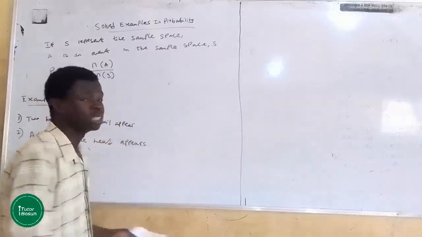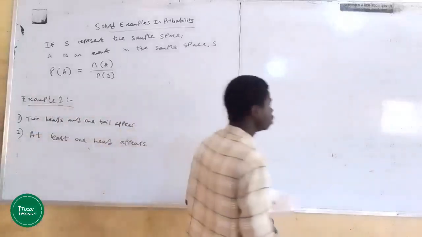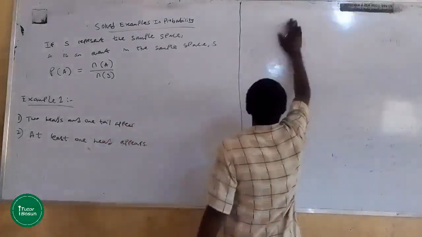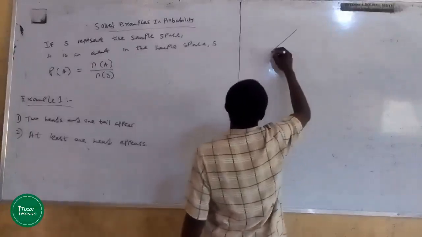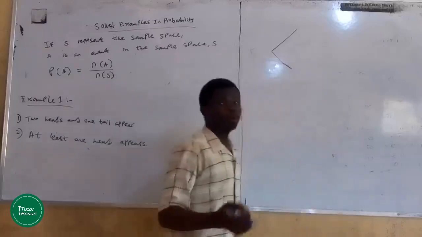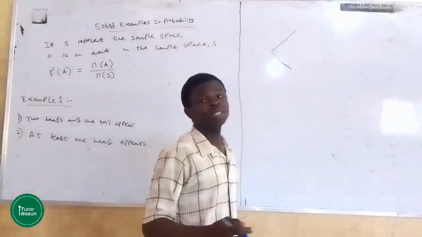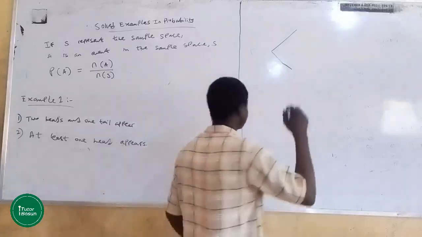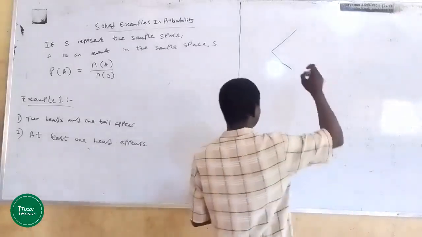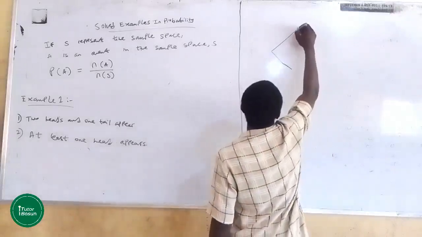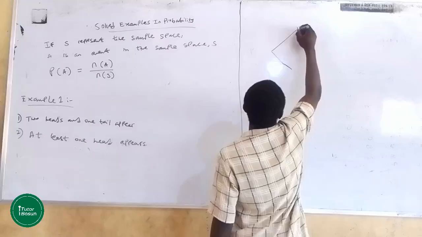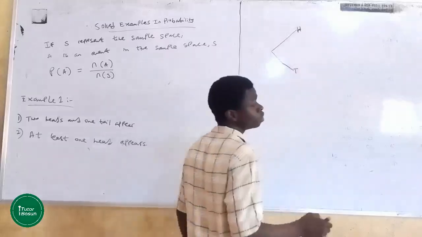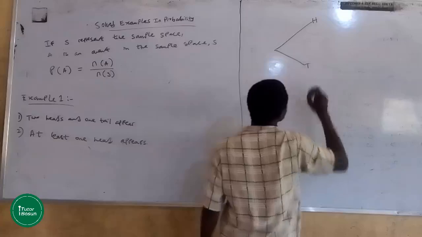So you can use the tree diagram to generate the sample space for coins, either 2 fair coins or 3 fair coins or 4 fair coins. So let's quickly use the tree diagram to generate it. A coin definitely involves a head and a tail. So you can have head, and here we have tail.